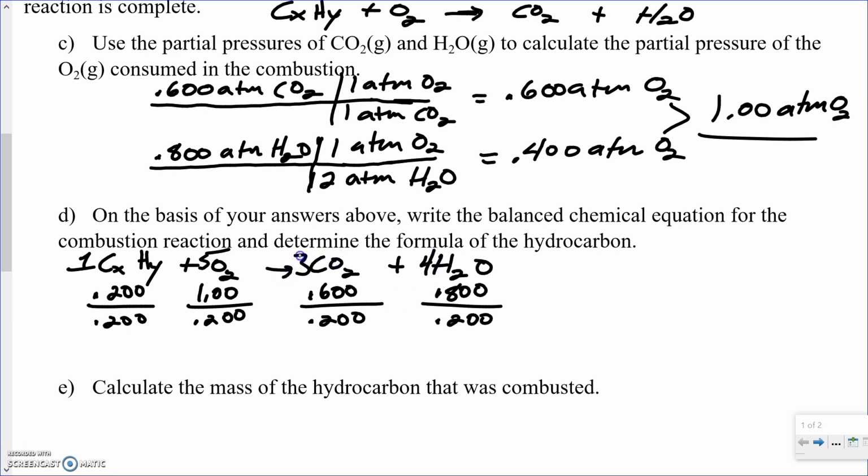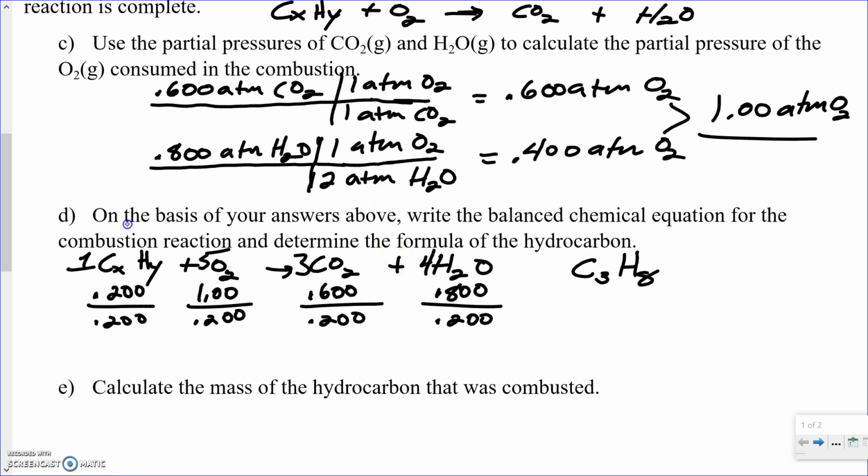Now, what does this tell us? That tells us that there were 3 carbons and that there are 8 hydrogens, which means Cx and Hy have been calculated. C is going to be 3, or x is going to be 3, and H is going to be 8. Okay, if that makes any sense, that's how to do that. You can, again, do it with mole values if you want.